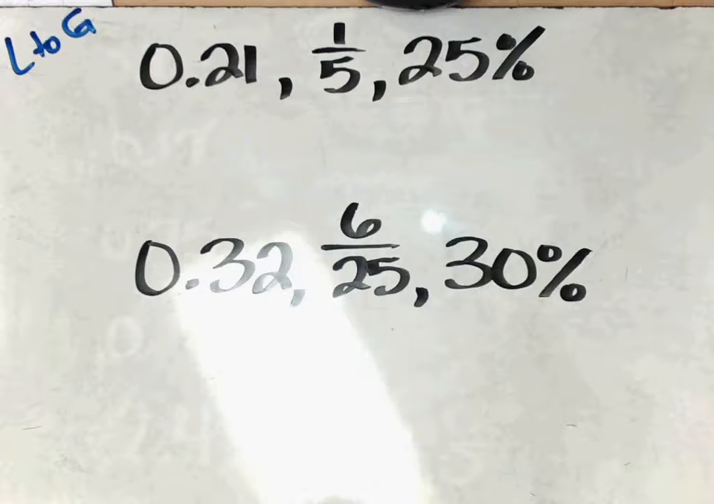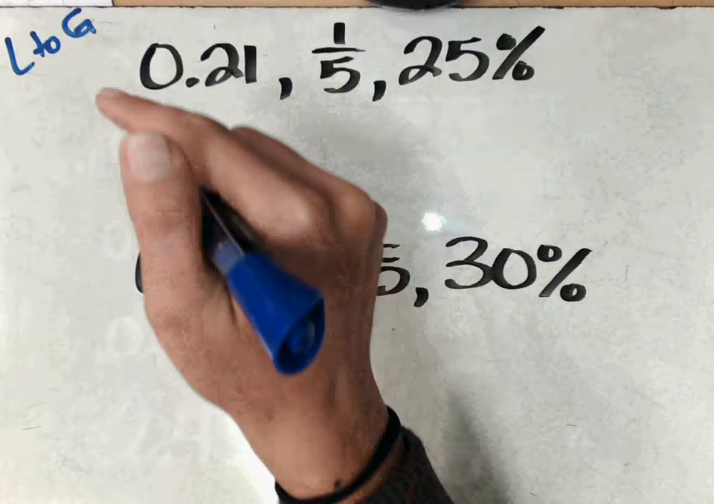So if I want to put these in order, least to greatest, well, first I need to change them all to the same thing. You can change them all to decimals if you would like, you can change them all to fractions if you would like, or you can change them all to percents if you'd like. That's up to you. I like to change mine to percents because percents are probably the easiest ones to compare when you're ordering them least to greatest or greatest to least. So let's change our numbers to percents.